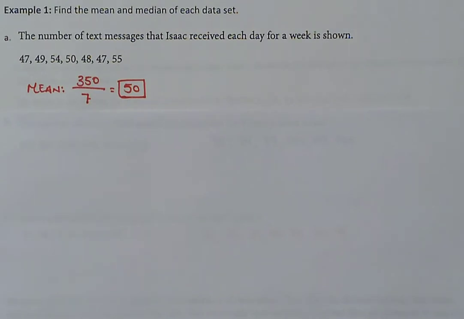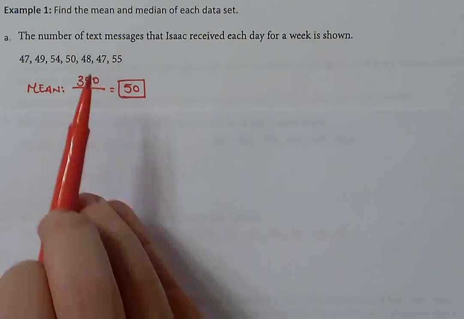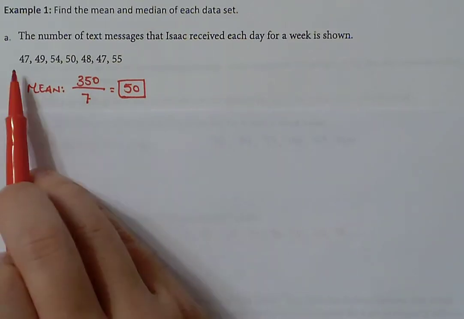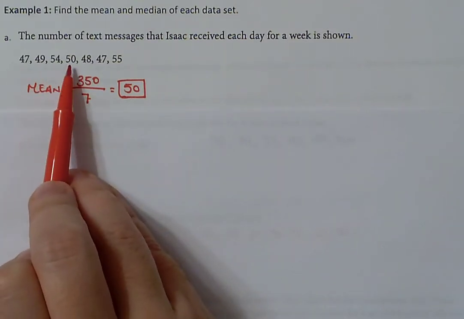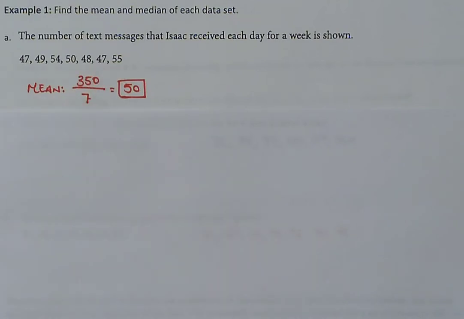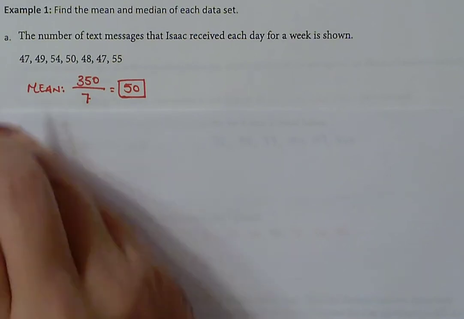Now that is finding the mean. The next thing is we need to go through and find the median. So to find the median, you have to take this data set and put it in order from least to greatest. So we're going to go through and order our data. So we're going to take 47, 49, 54, 50, 48, and 47, and 55 and put it in order. So the lowest number that I see in this data set is 47.